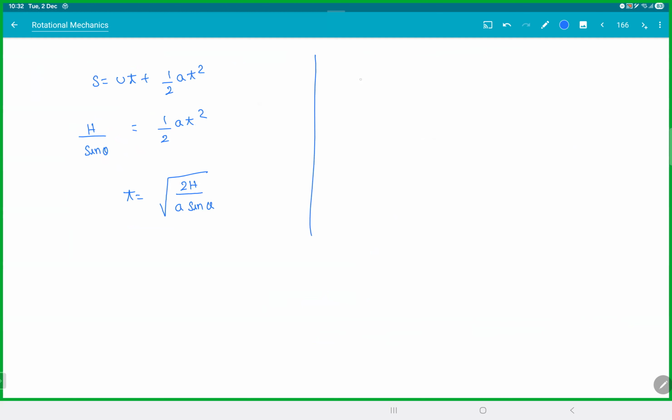What about omega then? Once you got the time, then I can use V is equal to U plus at. So V is equal to at. Similarly, I can use omega final is equal to omega initial plus alpha t. Time is still the same. Omega initial is 0, so alpha t, because it's starting from rest. Clear with this? Any doubts on this?